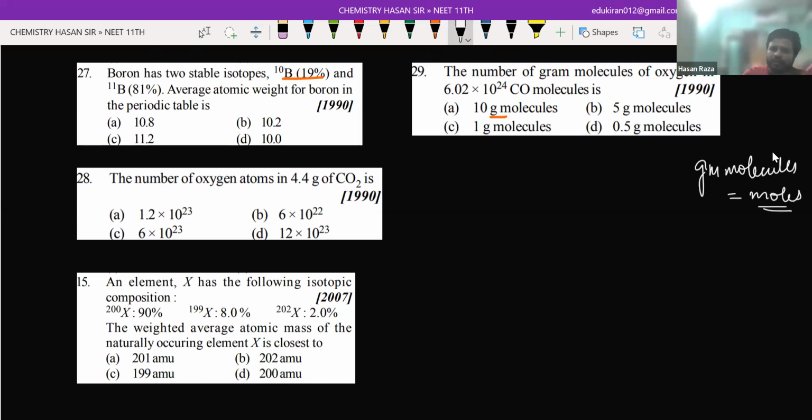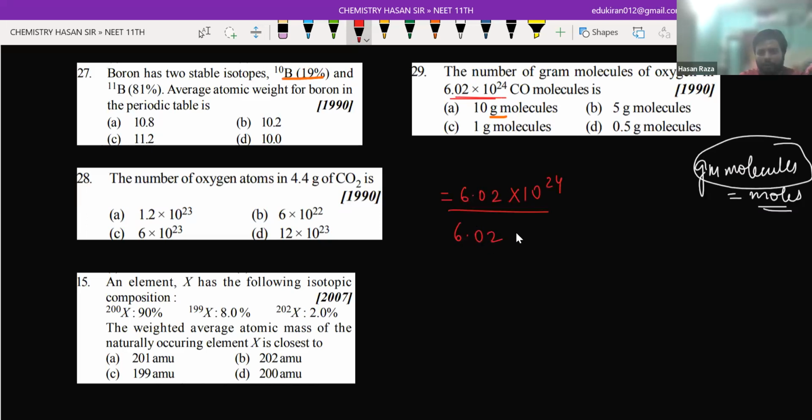It is very old. We say it. Gram molecule is basically moles. You need to calculate moles. So how do you calculate moles if the number of particles or number of molecules is given? Number of moles is the given number of particles or molecules divided by Avogadro number. You can see this will be cancelled and this will be cancelled. So the answer is 10 moles, which means 10 gram molecules.